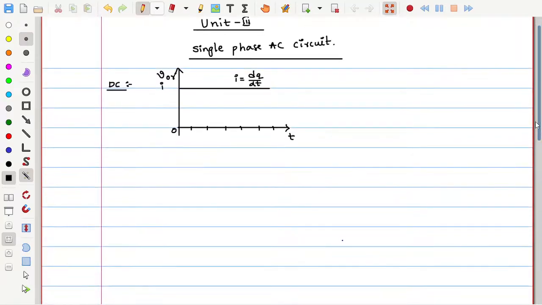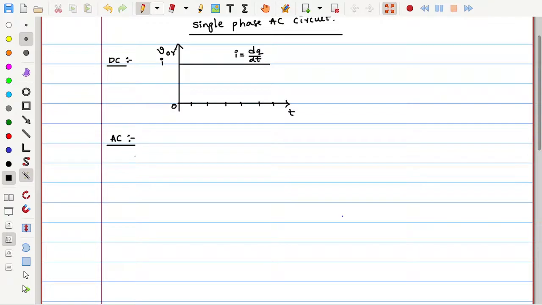Now, if we have a variable quantity instead of a constant, like if this rate of change of the charge varies with respect to time, such quantities we call AC. For example, let me take some waveform with two axes. You can consider either voltage or current, so in general I will consider f of t. This f of t is a function which may be voltage or current, and the x-axis I will consider as time.